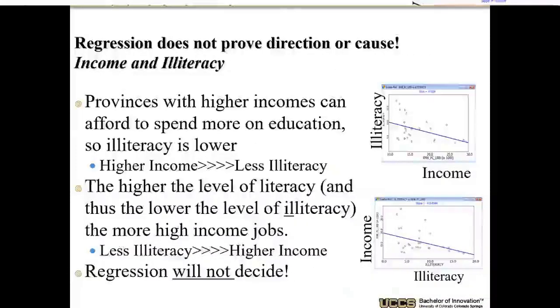So regression doesn't prove direction or cause, as I said, and I made that comment. Lots of people will say that regression is a way of testing for causality. In my view, that's completely bogus.